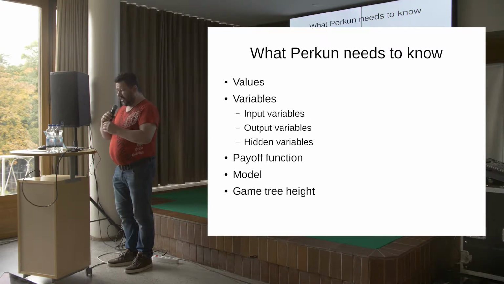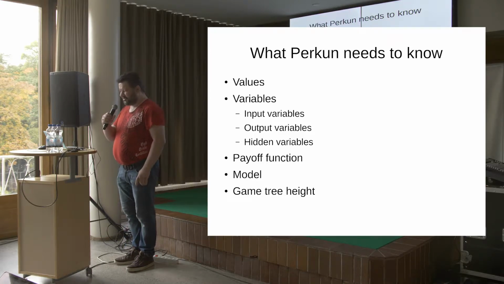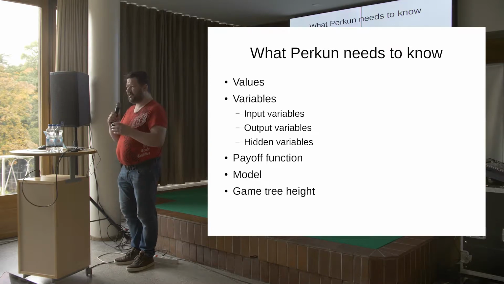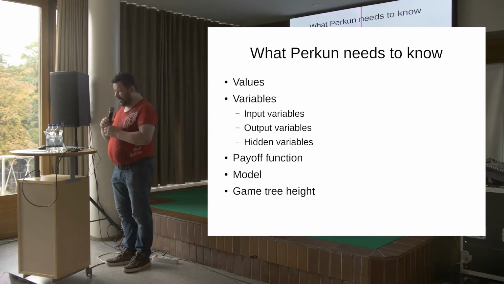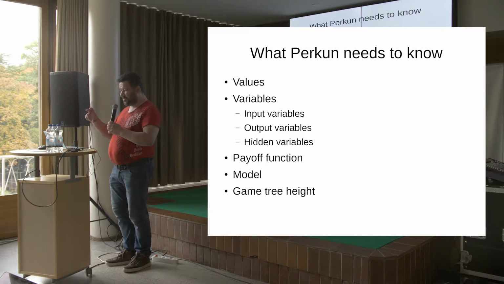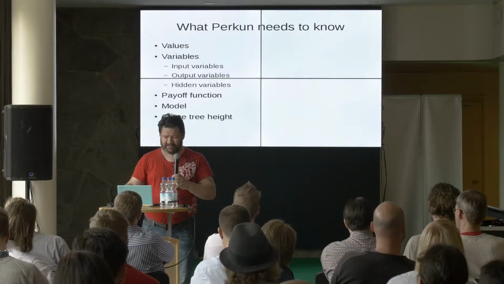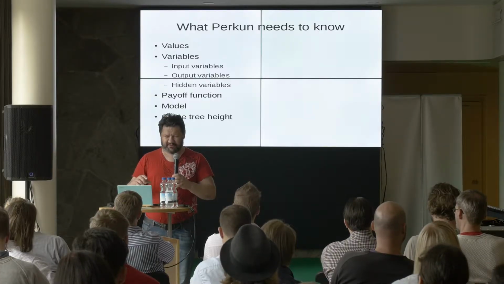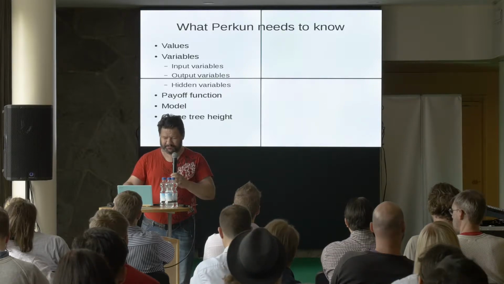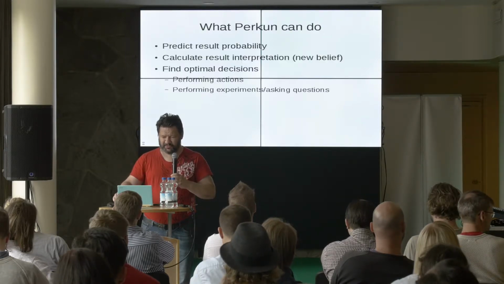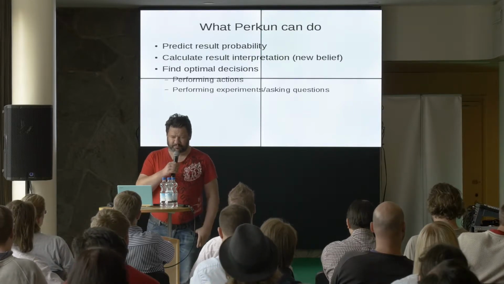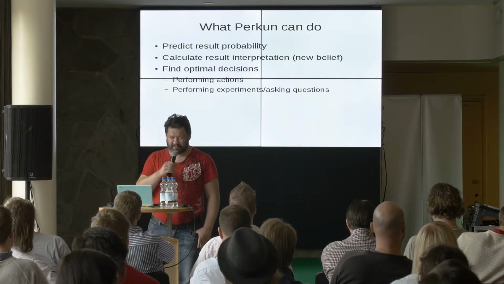And the model. The model is something that tells you how the world works, and it is not limited only to the input variables. It is like the rules in a chess game, for example. Game tree height is something that tells you how deeply we go into the game tree. So this is all we need to know. The skeleton are the variables. They are the most important. Now, what can Perkun do for you once this knowledge is provided? It can predict result probability.